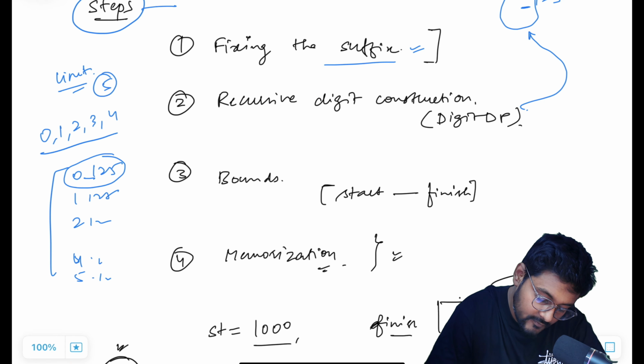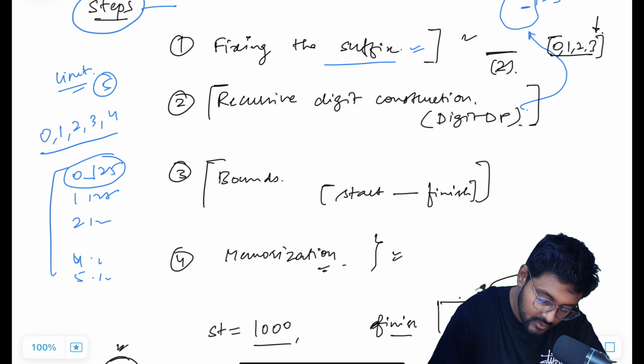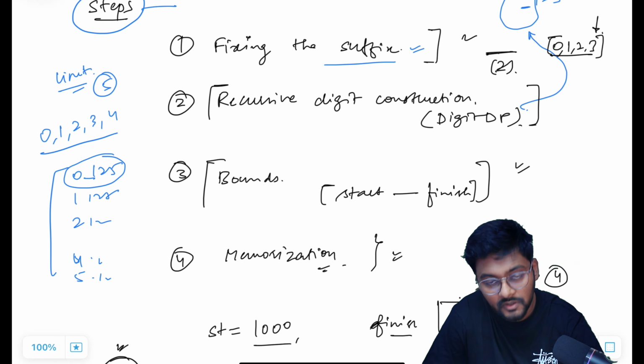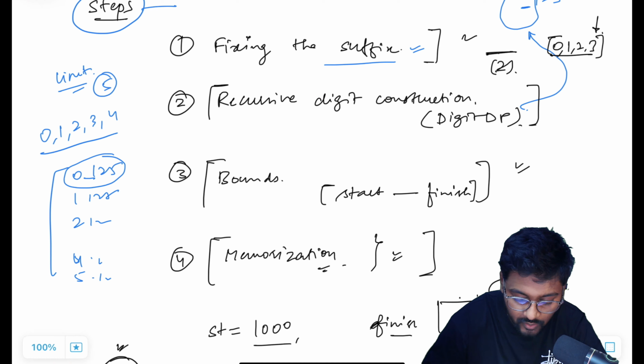So the first step is fixing the suffix. Whatever prefix we require, let's say we require a prefix of size 2, just try to create the prefix using the limit range 1, 2, 3, 4. If the limit is 3, then recursively count all the digits, and we have to check the validity, that it is between start and end. And after that, see if you can memorize the call or not.